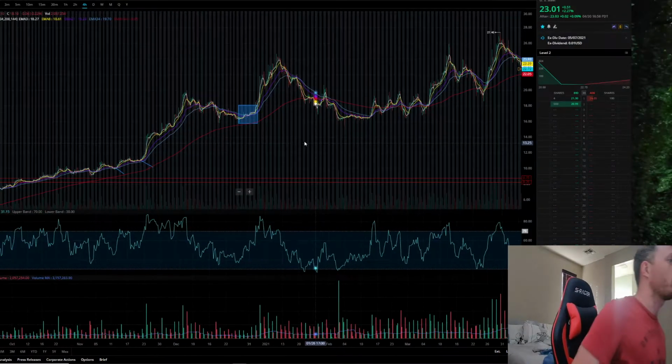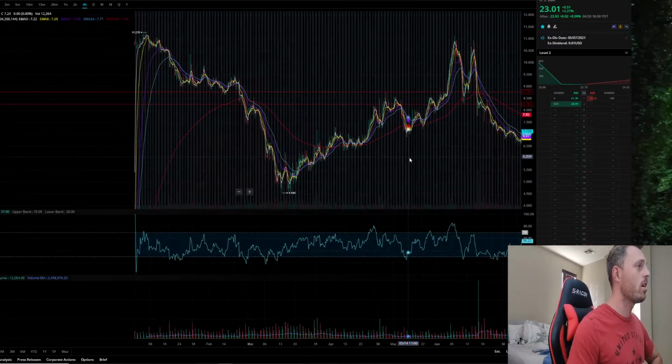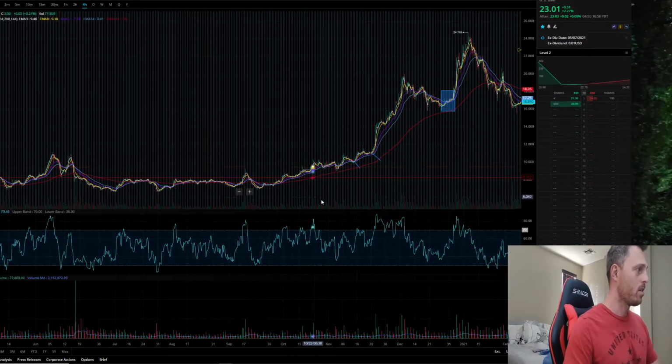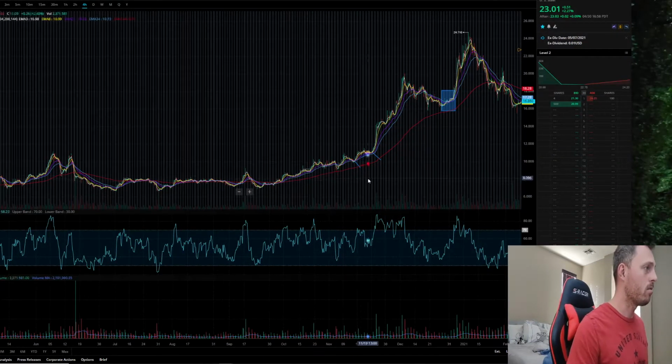For starters here, I want to go into this first chart, which is going to be X, or US Steel. Let me get rid of these old bars here.